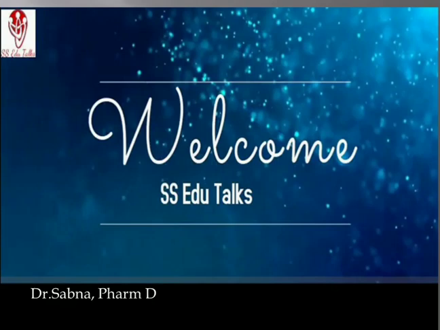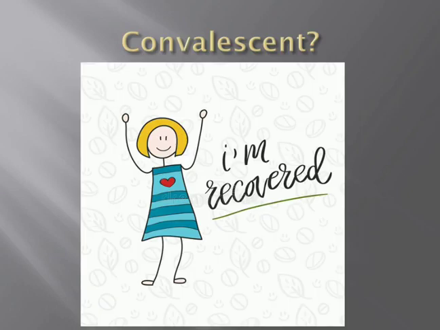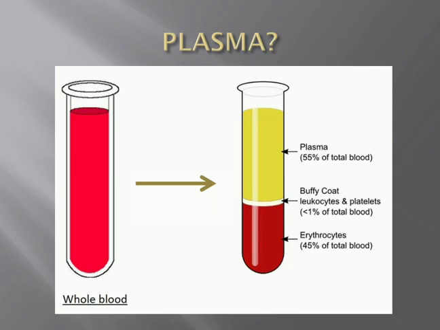Nowadays we are all hearing about convalescent plasma therapy, which has the probability to treat COVID-19, isn't it? So let's talk about convalescent plasma therapy and all the matters that come under it. Before that, we have to know what convalescent means. Convalescent is a state in which a person has recovered from a disease or an infection. And plasma is a major constituent of the blood, which constitutes about 55 percent.